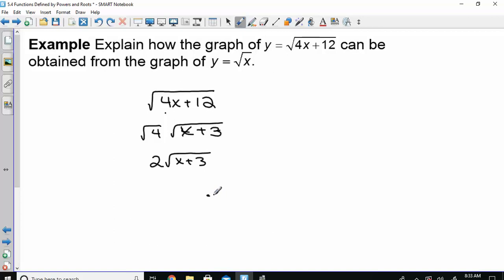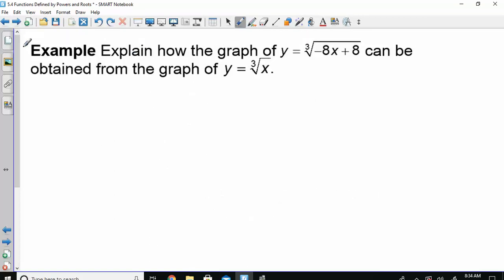So then my transformations, the 2 is a vertical stretch by 2. And what's the plus 3? Left 3, good. So if you had to do transformations, factor that radical if you can. Last one, same thing. If I said the cube root of -8x plus 8.